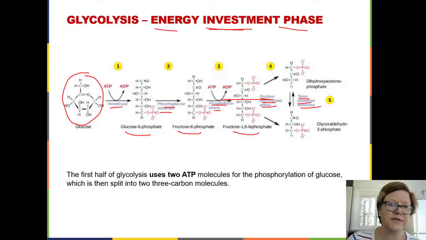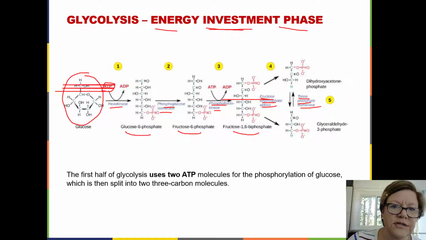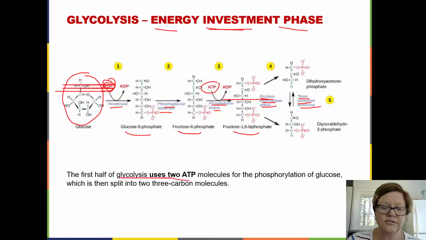So what's going to happen here is there's going to be some ATP you'll see coming in to this stage. So 2 ATP are actually invested in or required in the very first stage of glycolysis, and that's why it's called the energy investment.